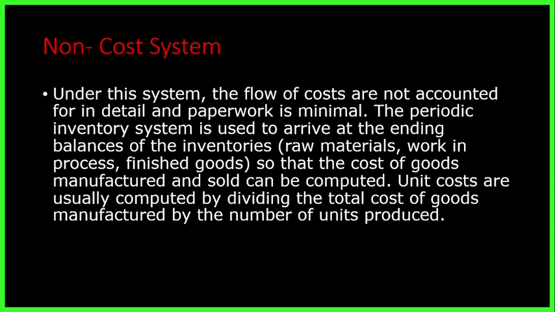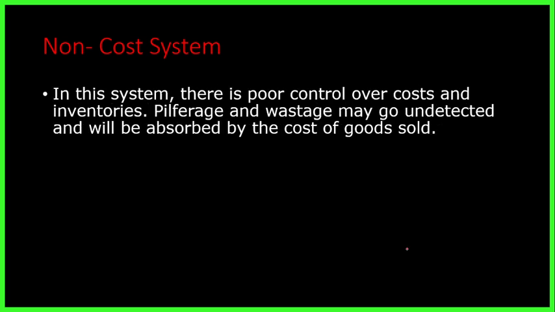Okay, so that's one of the common questions for non-cost system. How much is the unit cost? Okay, so what do they do? Here is our formula. Unit costs are computed by dividing the total cost of goods manufactured, you divide that by the number of units produced. Okay, and what do you get? You now have your unit cost, just in case you need that for financial reporting.